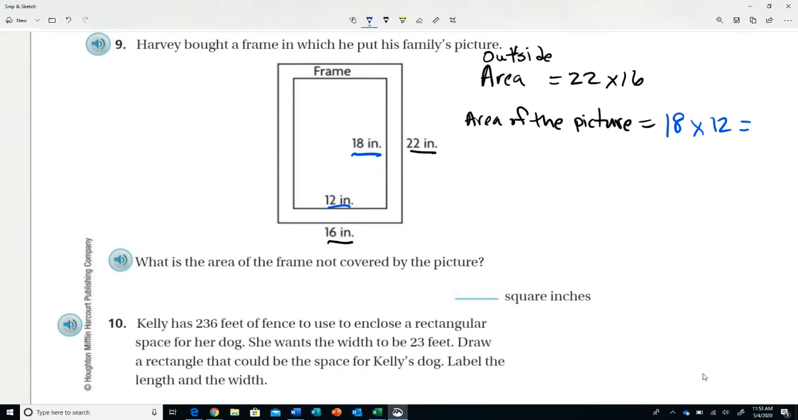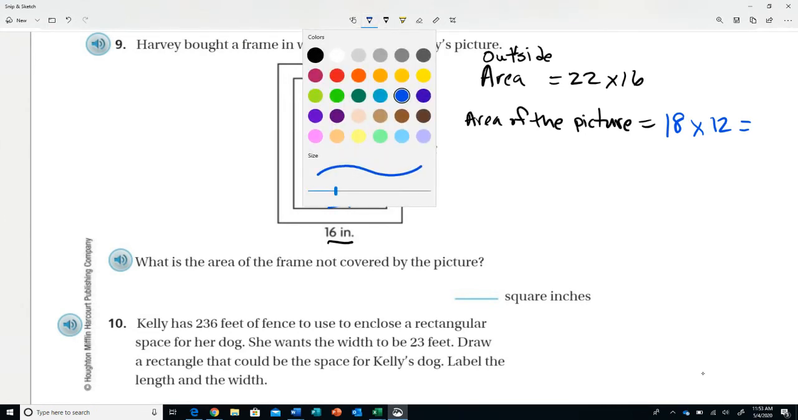All right, Kelly has 236 feet of fence to use to enclose a rectangular space for her dog. She wants the width to be 23. Draw a rectangle that could be the space for Kelly's dog. Label the length and the width. It's actually kind of a good question. I like that it gives you a real life application.